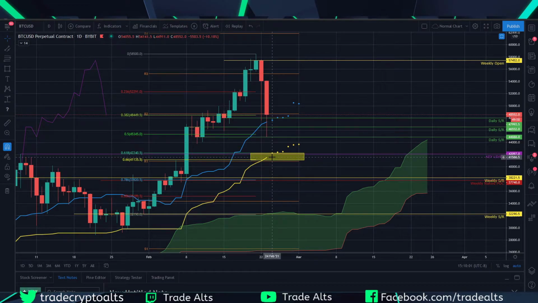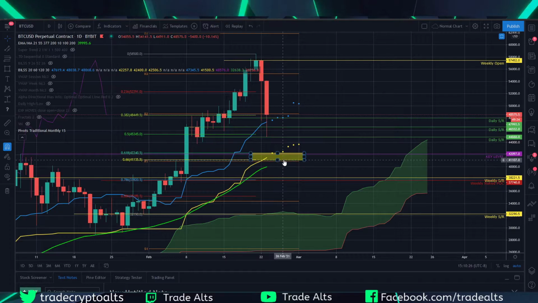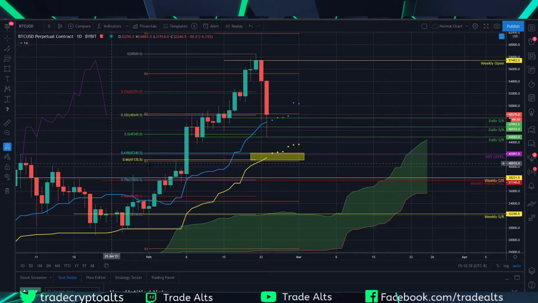You have your daily Kijun here, which historically is always a level of interest for me, and that sits right in the golden pocket. You can see here you have your R1 monthly pivot right in this zone. And again, if you turned on your 55, as the days pass, it will get closer and closer to this zone. So that's another area of interest for me.